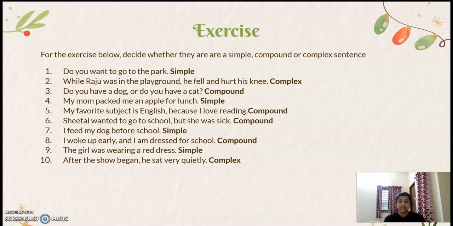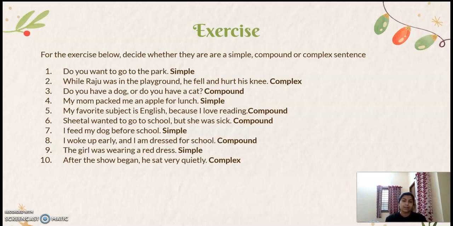Do you have a dog or do you have a cat? Do you have a dog? Do you have a cat? These are two different thoughts and they're connected by the conjunction or. So this is a compound sentence. My mom packed me an apple for lunch. It is just one thought or one idea. So it is a simple sentence. My favorite subject is English because I love reading. My favorite subject is English. I love reading. These are two different fully finished thoughts and they're connected by the conjunction because. So this is a compound sentence.